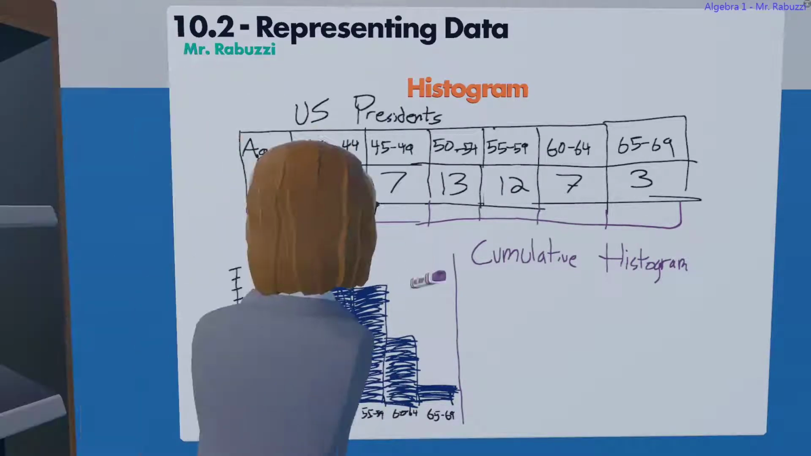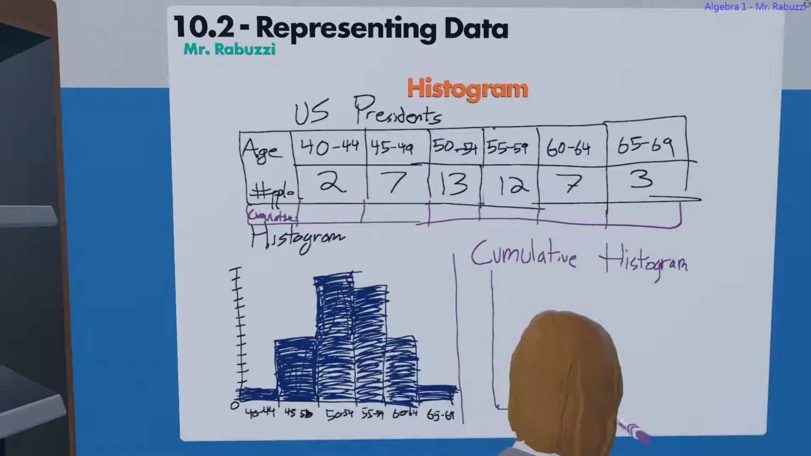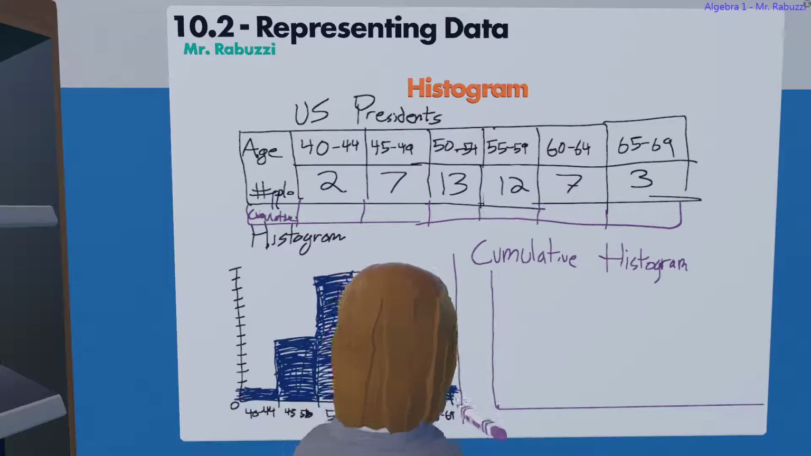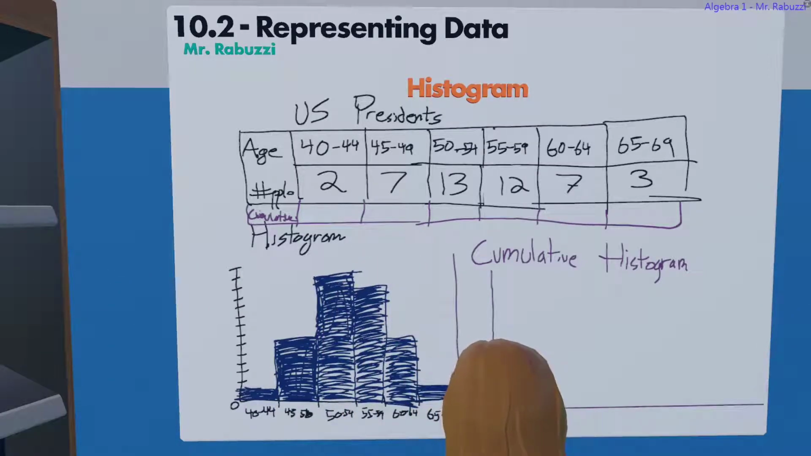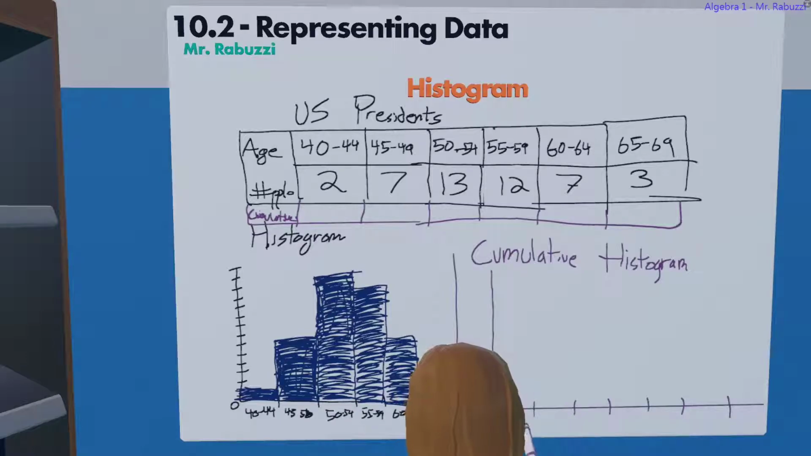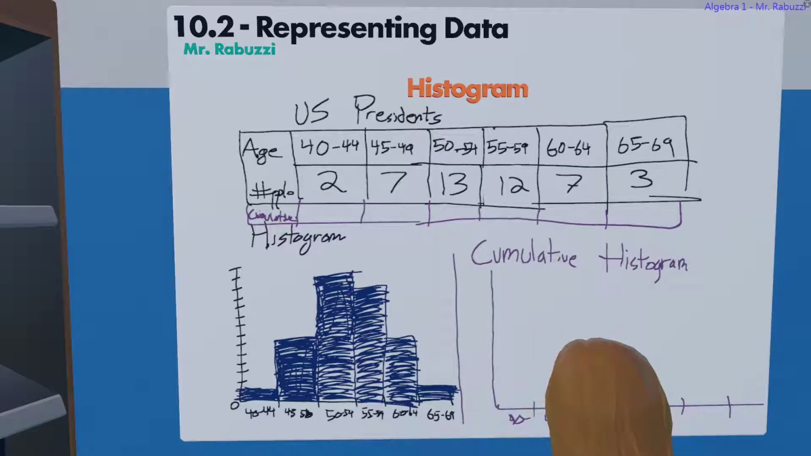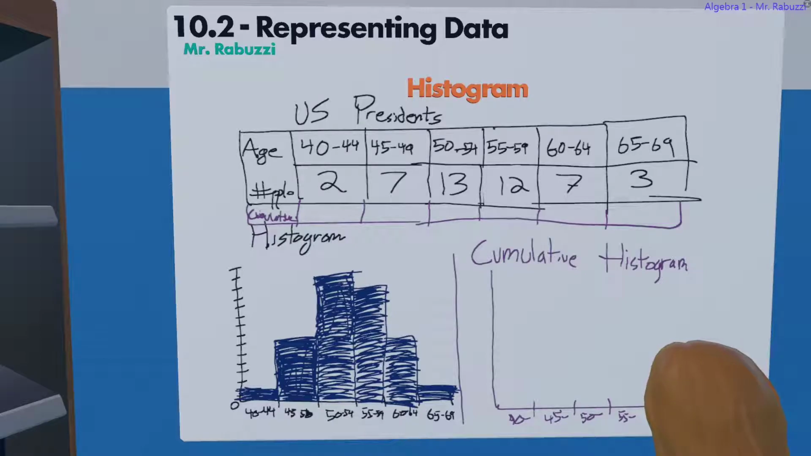Okay? So make my same steps at the beginning. Make my axes. Okay? On the bottom, we'll have the same groups. Right? 1, 2, 3, 4, 5, 6. So this is the group that starts at 40. This is the group that starts at 45. This is the group that starts at 50. This is the group that starts at 55. This is the group that starts at 60. This is the group that starts at 65.